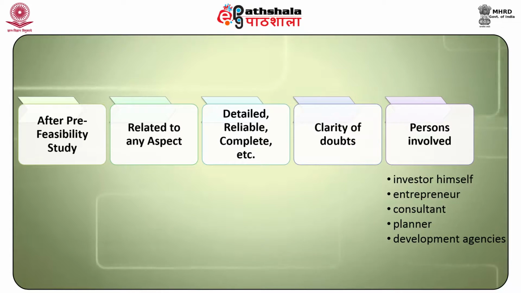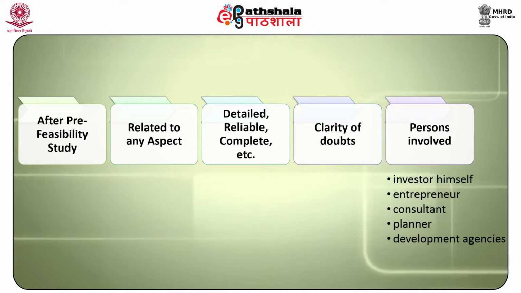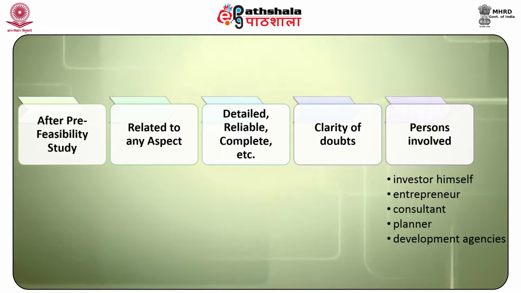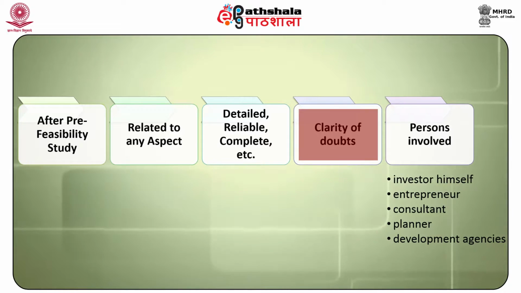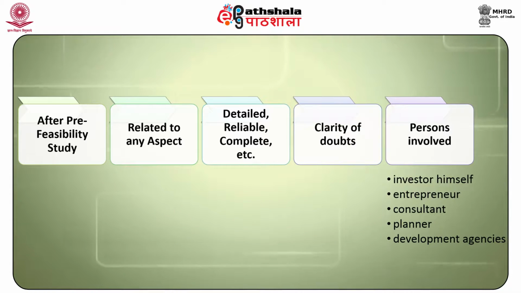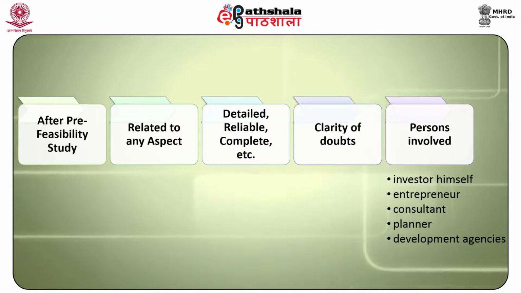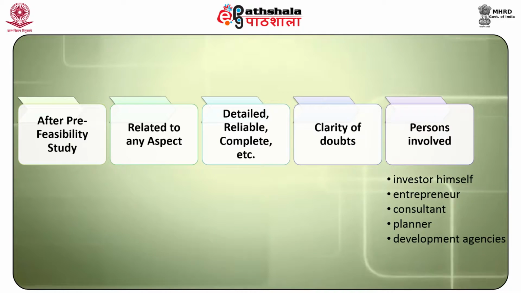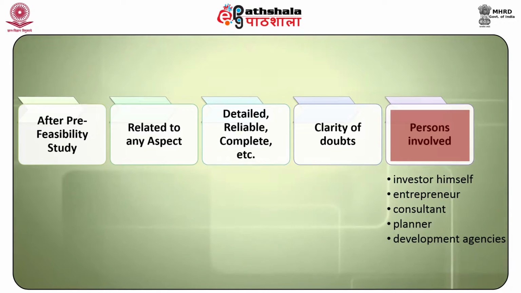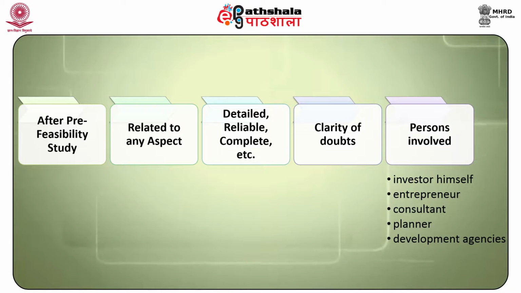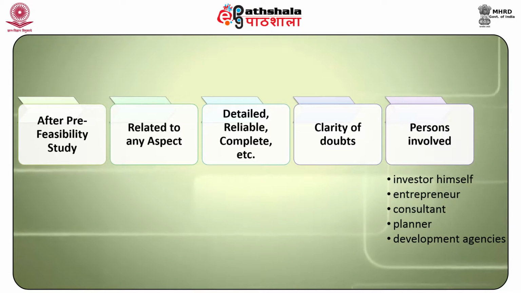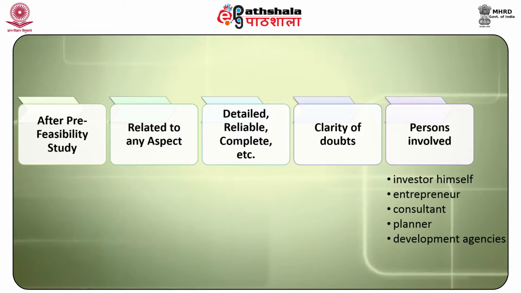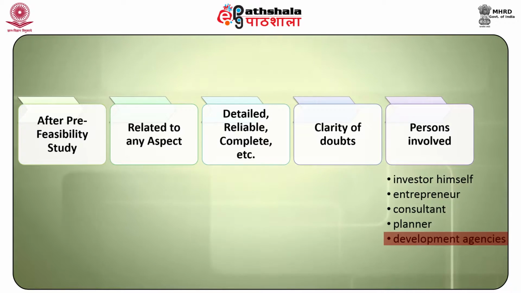D. Clarity of doubts. In feasibility study, certain points may be doubtful, but after the feasibility study, no doubt remains about the soundness of the project. It is the final decision. That is why projections developed under feasibility study should not be defective. E. Persons involved. The feasibility study is done by different persons depending upon the situation. For example, it can be the investor himself, entrepreneur, consultant, planner or development agencies.